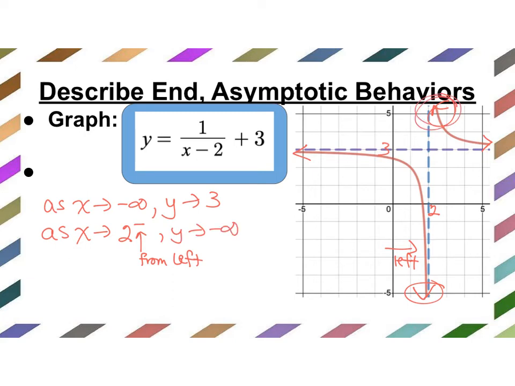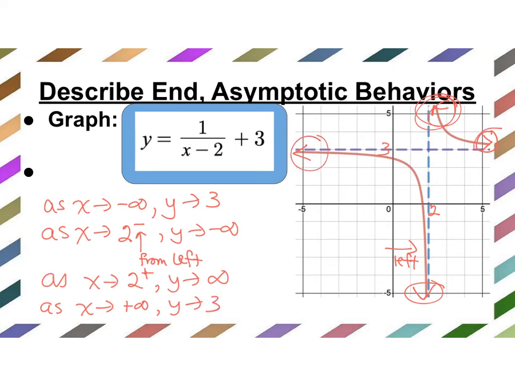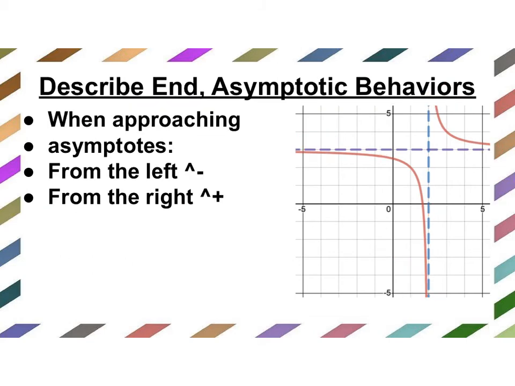So now I want to do this one up here. As x approaches 2 from the right, that's a plus, then y is approaching positive infinity. And I want to do this last tail. I usually do all my tails left to right. As x approaches positive infinity, y is approaching 3. So these two are approaching asymptotes, and up and down are also approaching asymptotes. Oh, I guess these ones are asymptotic. So when you're describing the asymptotes, from the left gets a negative and from the right gets a positive.